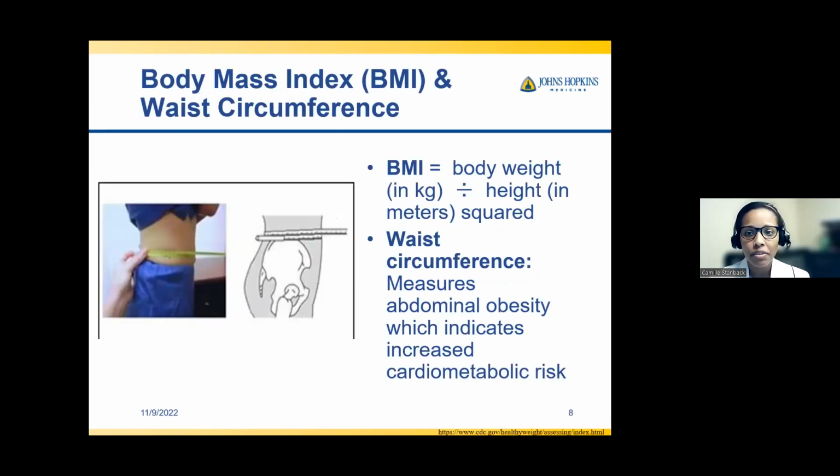The first step in assessing for obesity is measuring the BMI or body mass index. This is a simple calculation based on one's weight in kilograms divided by height in meters squared. It does have some limitations. For example, those who are extremely muscular may have a falsely elevated BMI, whereas in the setting of muscle wasting, the BMI can be underestimated. In that case, we also use the waist circumference, which measures abdominal obesity and indicates increased cardiometabolic risk. These risks include heart disease, diabetes, high blood pressure or hypertension, high cholesterol, non-alcoholic fatty liver disease, as well as overall mortality rates.